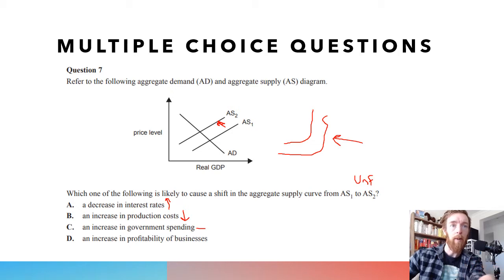And then an increase in profitability of businesses. If businesses are more profitable, they're not going to slow things down. They're going to increase production. So that's going to lead to things being increased. So then we get to our correct answer, which is B, an increase in production costs. Excellent. We nailed it. Great job, team. So that's the right answer, and that's the logic of why.